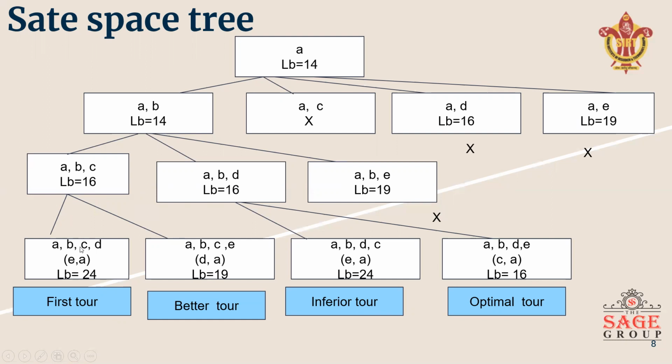From C we can proceed to node D, and from C we can again proceed to E. And also there is a return path from E to A and from D to A, these two nodes. Now the lower bound of these two are 24 and 19. For this node we can calculate these two values. From D we can go to C node, from D we can go to E node. Now lower bound of these two values are 24 and 16. So we have traveled all the nodes, all the 5 cities from here.